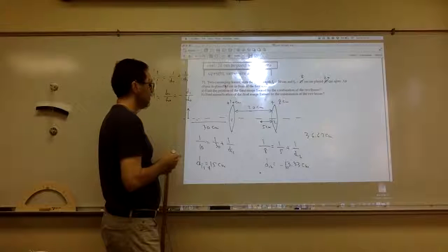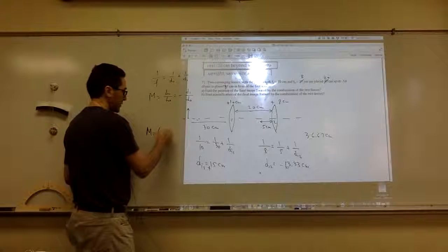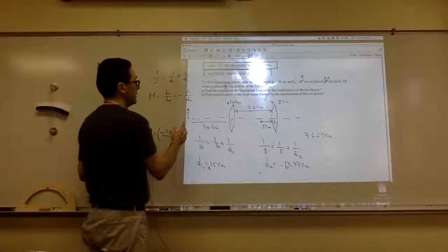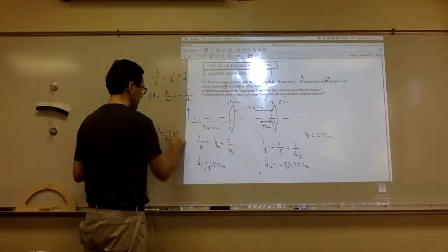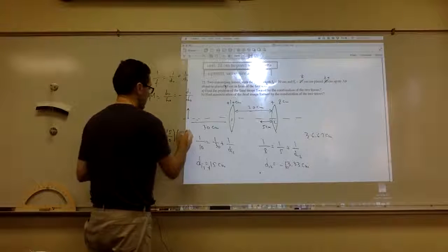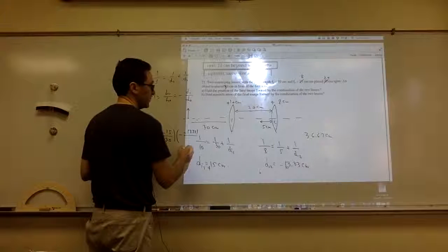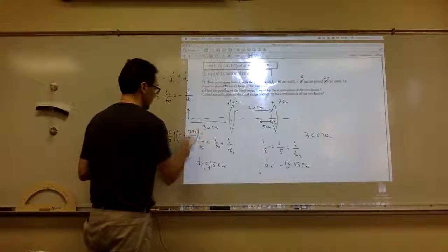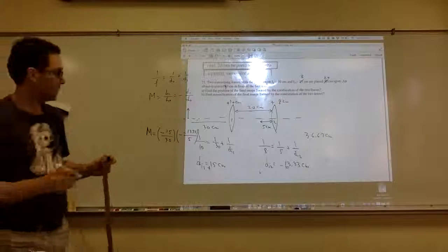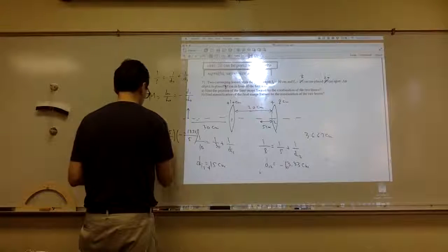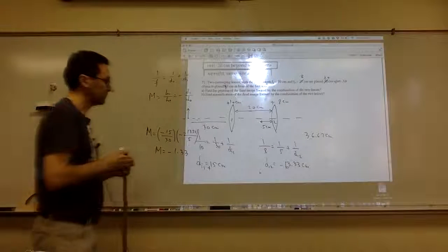So to find the magnification, I just have to find the magnification of each. So negative di over do, which was 30, times negative 13.33 over do, which was 5. So this should be negative 1.33. Okay, and no units. All right, and that should do it.